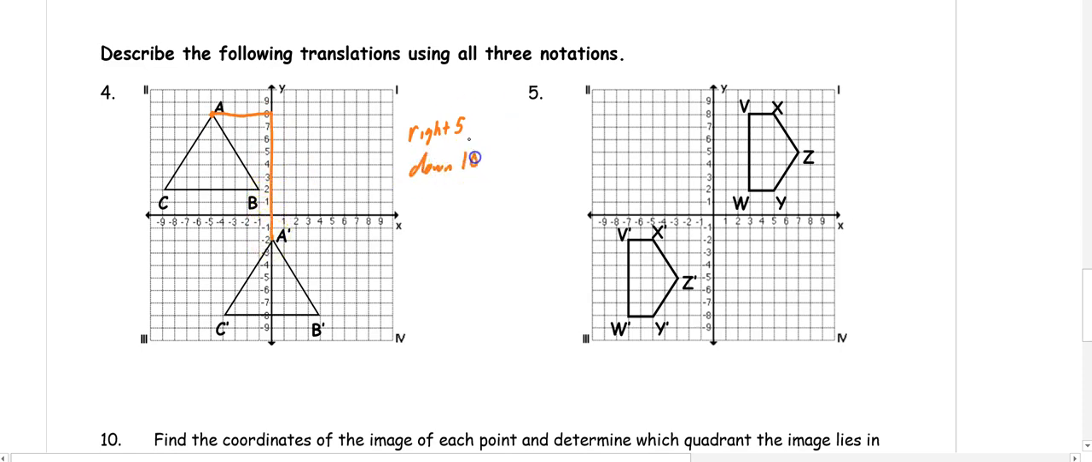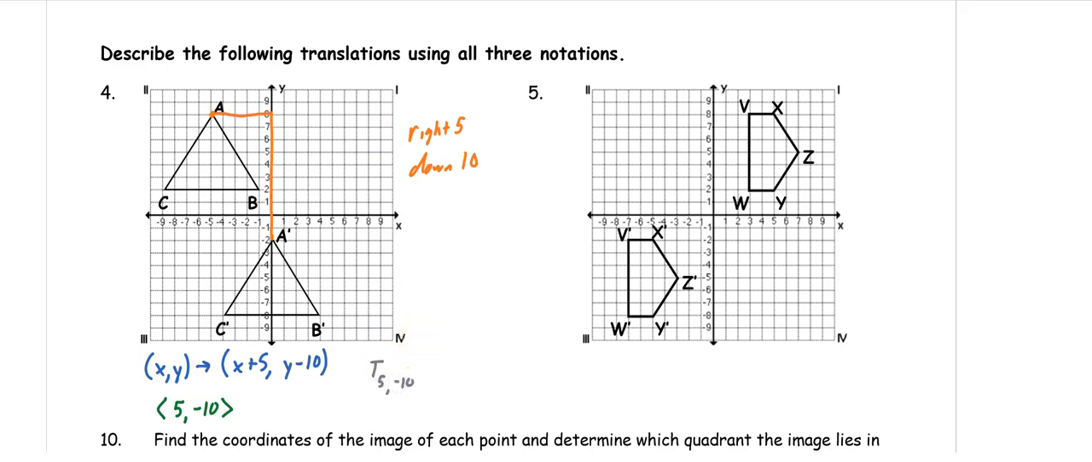So now I can write my 3 notations. So in coordinate notation, this would be x, y to x plus 5 because we moved right, and y minus 10 to go down. In vector notation, we would have 5, negative 10. And in subscript notation, we would have T 5, negative 10.